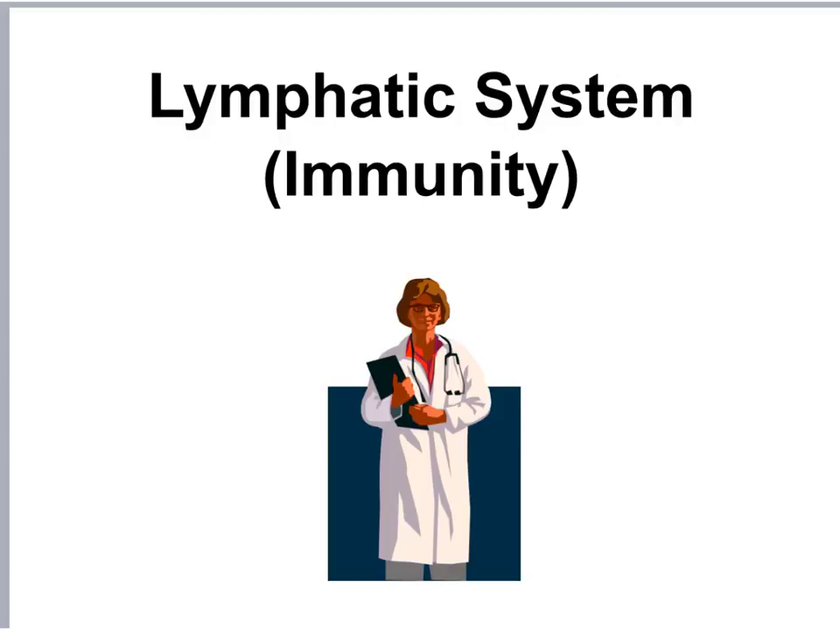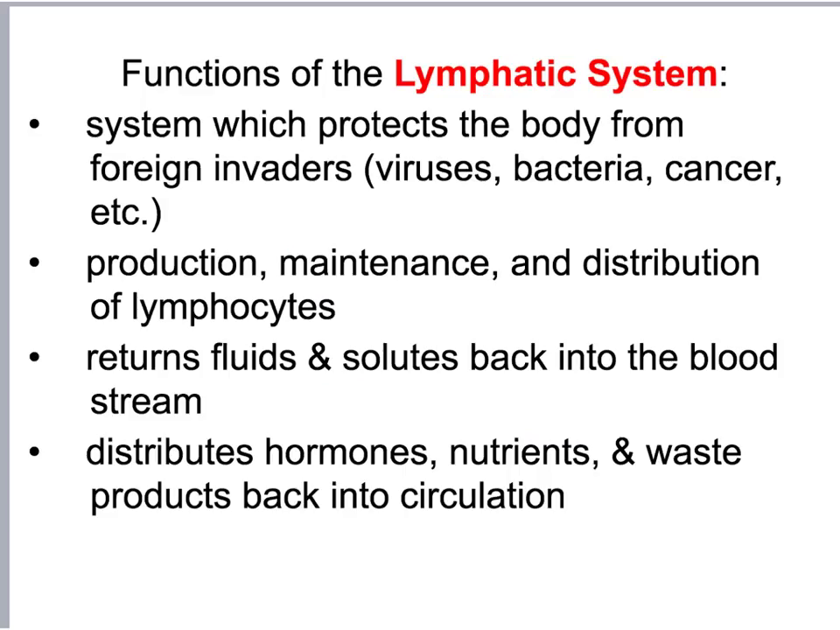We're going to begin the lymphatic system. The lymphatic system is the system which protects the body from foreign invaders. This includes viruses, bacteria, funguses, cancer, and parasites. The functions include the production, maintenance, and distribution of lymphocytes. It returns fluids and solutes back into the bloodstream, and then it distributes hormones, nutrients, and waste products back into the cardiovascular system circulation.